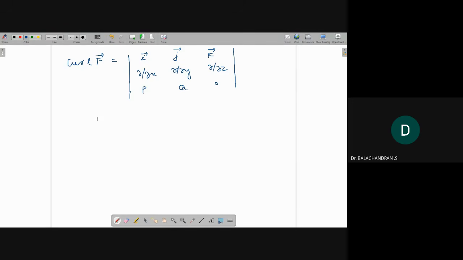So if you expand this, you will get i vector into dou by dou y of 0 is 0, minus dou by dou z of q, because we know that q is a function of x and y, so it is also 0. j vector into dou by dou x of 0 is 0, similarly dou by dou z of p is also 0, p is a function of x and y, plus k vector into dou q by dou x minus dou p by dou y. Okay, so this is actually curl of f vector.